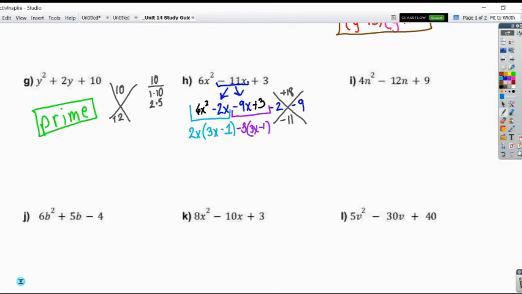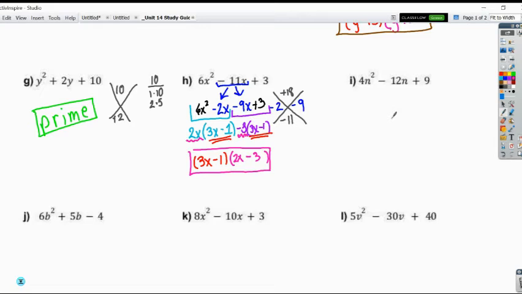So do you have the matching parentheses? 3x minus 1, yes, matches 3x minus 1. That's one binomial for us. The other binomial in my answer then is from the GCFs that we already pulled out, the 2x and the minus 3. Here's our factored version.